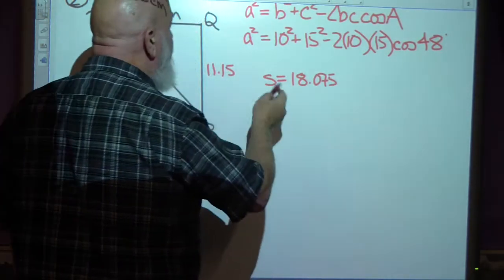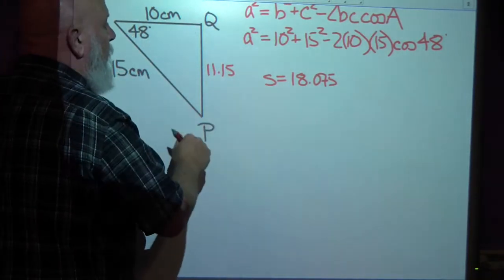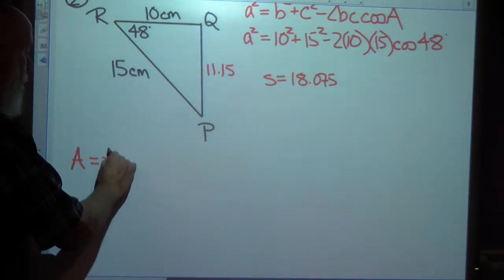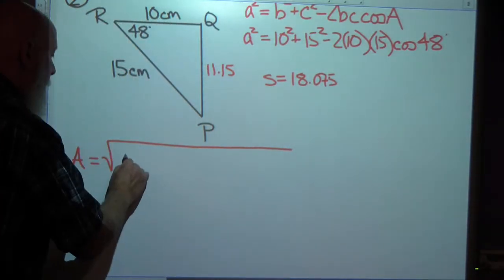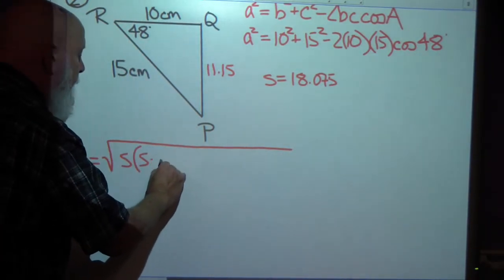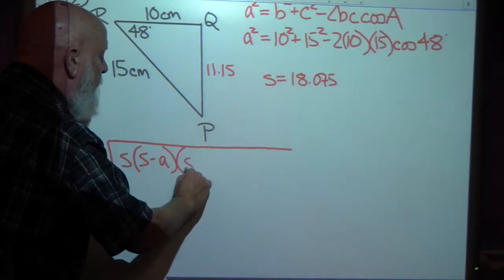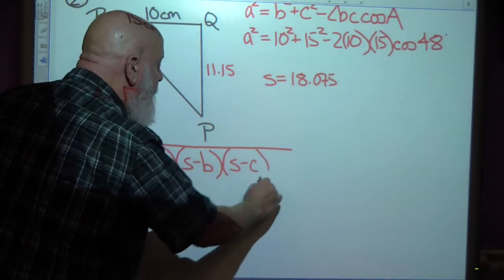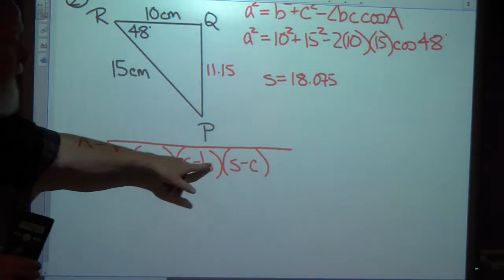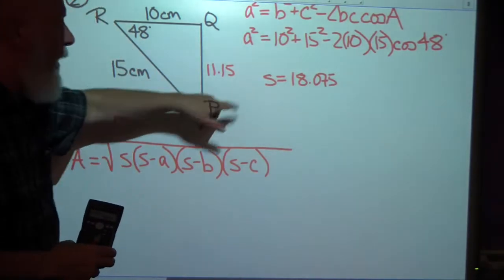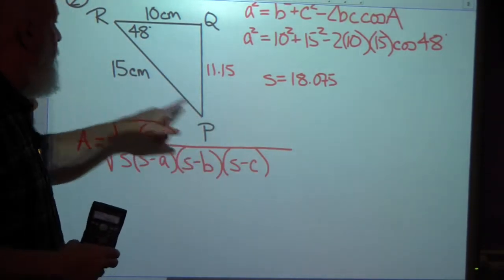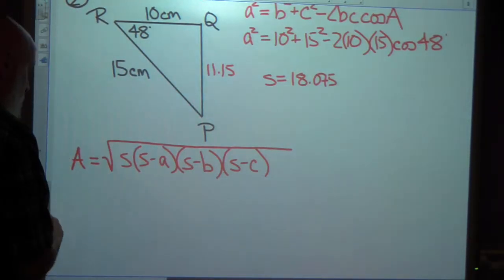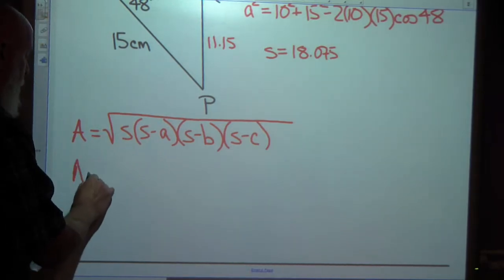And I know the sides are 15, 10, and 11.15. So here we go. This is what I'm going to be doing. S times S minus A, S minus B, S minus C. S is the half of the perimeter that I just found. Hopefully I found that correctly. And then A, B, and C are the length of these sides. So I'm going to plug all that into this formula and then let my calculator do the walking.